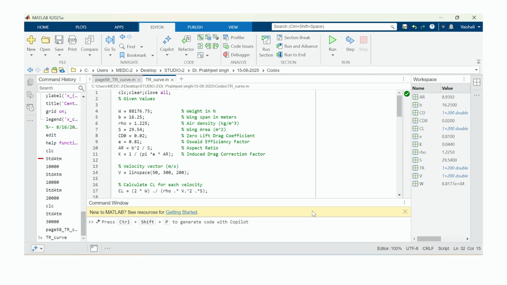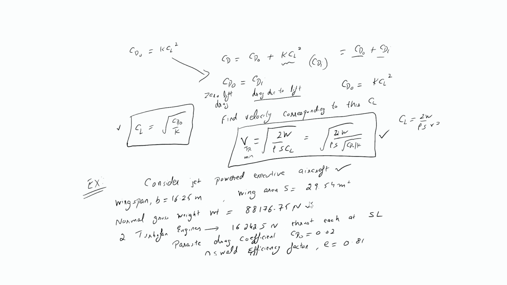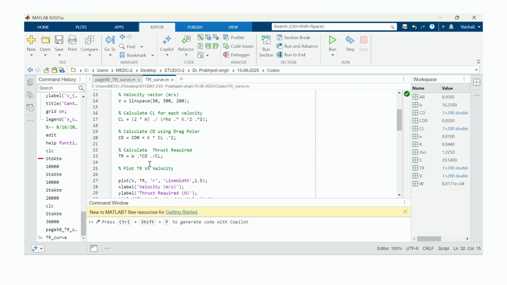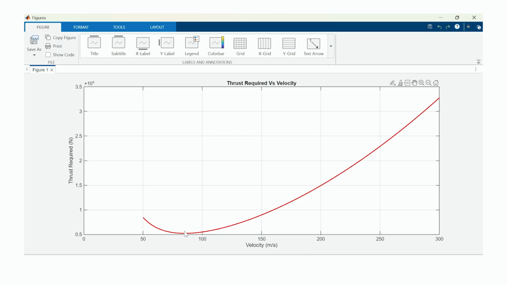Remember, I have drawn this. We have found the relation for thrust required minimum. What is the velocity at which the thrust required is minimum? This was the expression: velocity at which thrust required is minimum, 2W by rho S CL. CL is square root of CD naught upon K. Now let us find manually as well what is the velocity at which thrust required is minimum. From the plot anyhow we are able to see it is approximately around 80 meters per second.